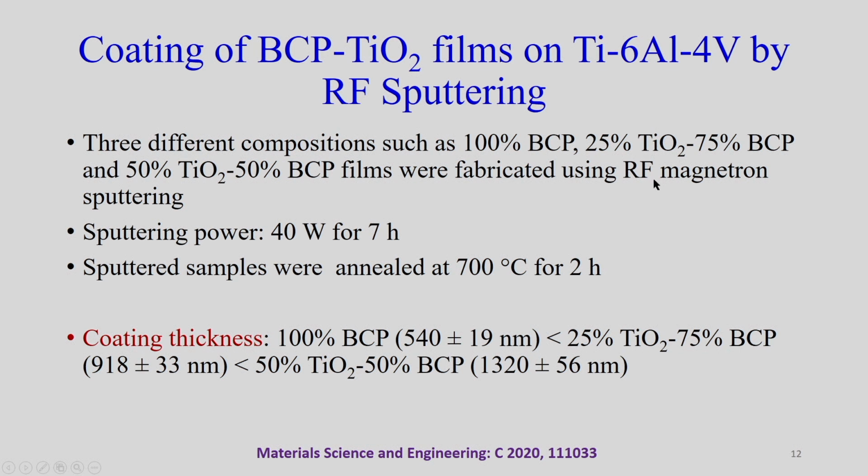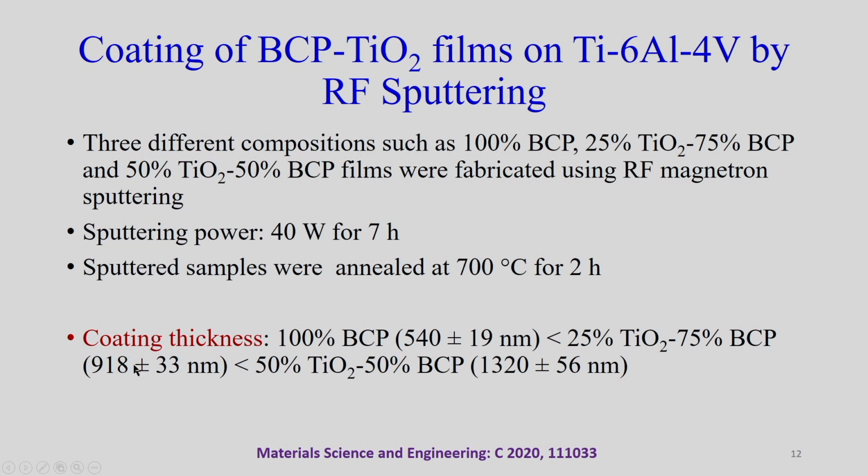So, here the method we are applying is RF magnetron sputtering. The same as we discussed in the first case, the sputtering power was here 40 watt and we coated for 7 hours, and after the coating the sputtered samples were also annealed at 700 degrees centigrade for 2 hours. So, here again as compared to the laser cladding, the roughness was lesser. For 100% BCP, the roughness was again in nanometers, 540 nanometers.